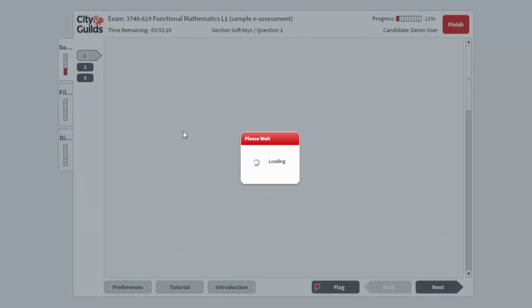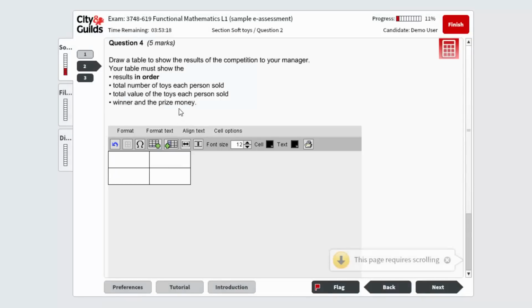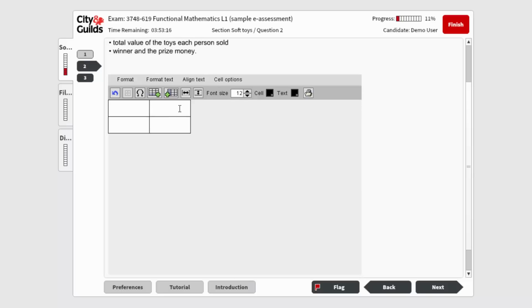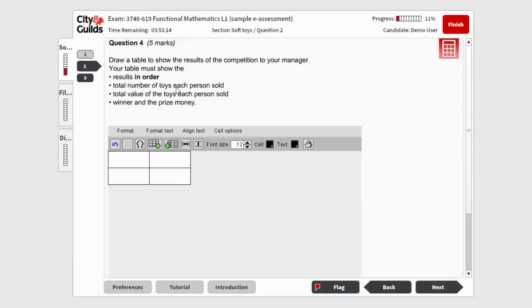Okay, so that's the first little tab done. You can see there were 3 questions there. Now we've got a table, so you will get a table in one of the questions. I think you'll only get the one table, but you would definitely get a table. All this table is asking us to do is put the results in order, do the number of toys that each person sold, and the value of the toys that each person sold. It would also like you to include the winner and the prize money.